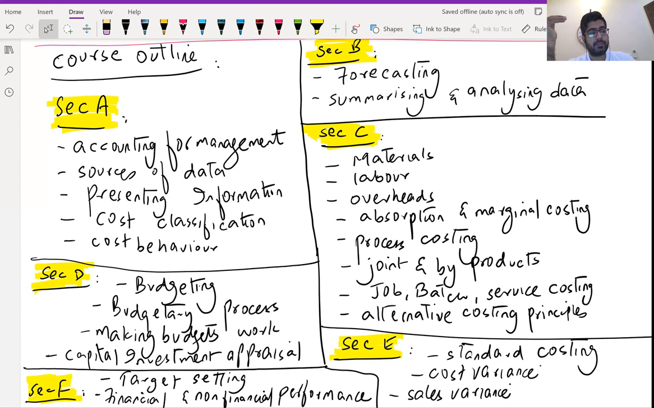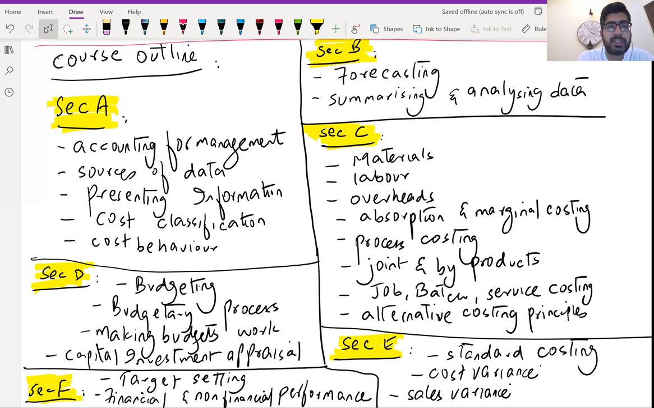Either we say it's the Kaplan approach, or the BPP approach, or any other text approach, it doesn't matter. What matters is that all topics mentioned here, all chapters mentioned here have to be covered. So Section A is the basic costing section.